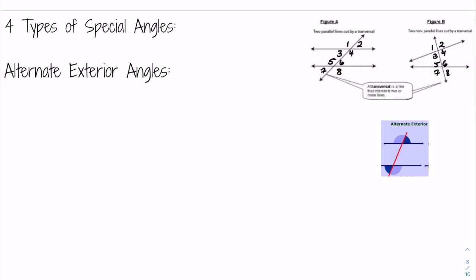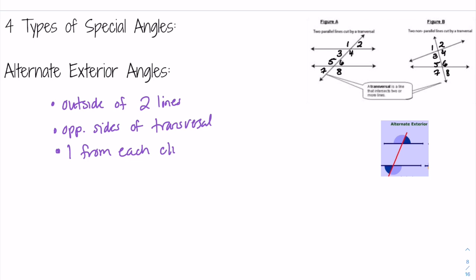The next special angle pair are alternate exterior angles. So we see exterior and we're thinking they're on the outside of the two lines. Alternate tells us they're on opposite sides of the transversal. And again, one from each cluster. So outside of the two lines, that means we're not talking about 3, 4, 5, and 6. We're talking about 1 and 2, 7 and 8. Opposite sides of the transversal.